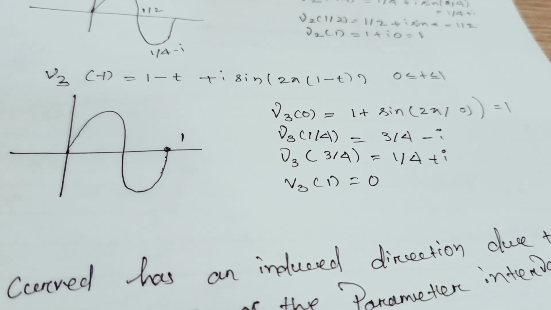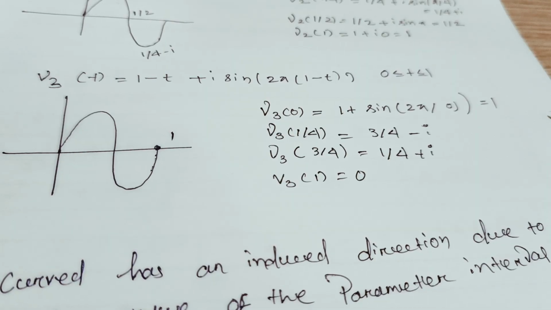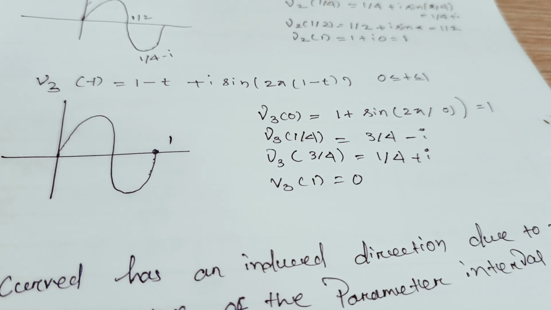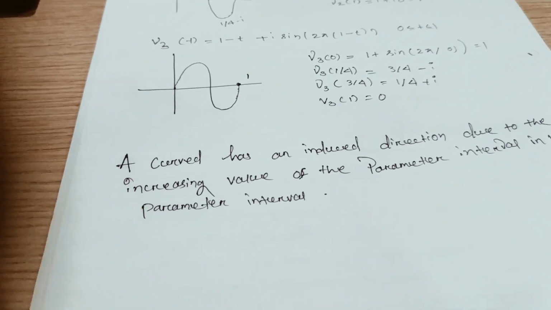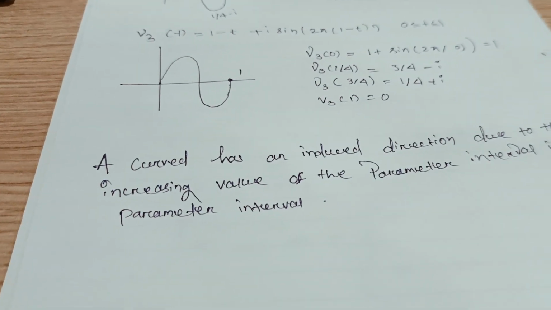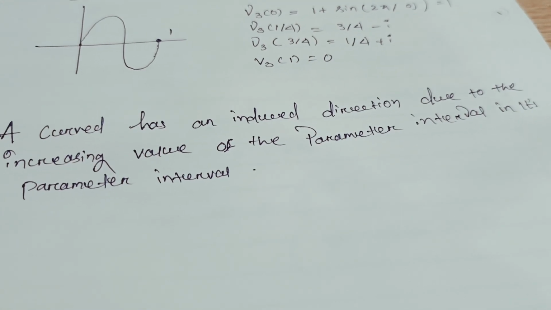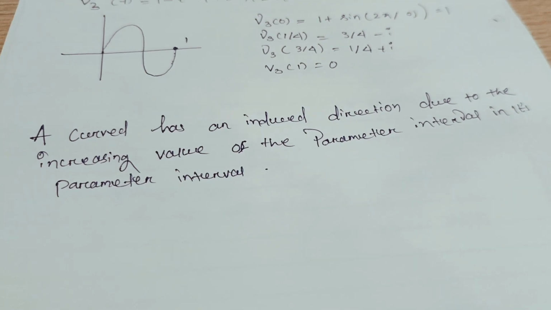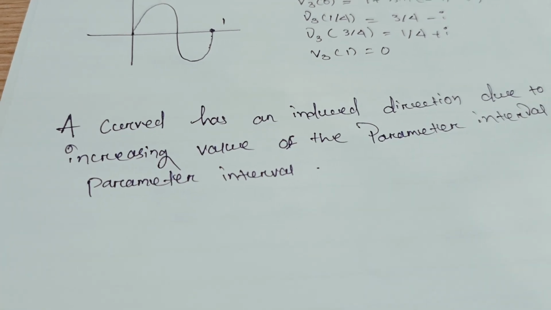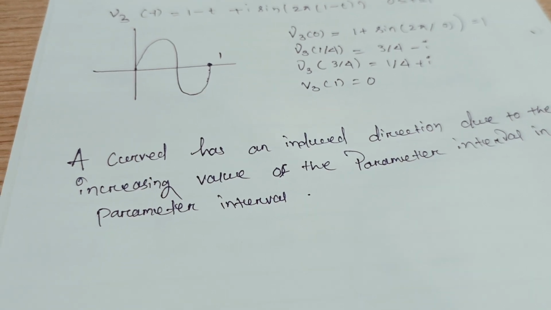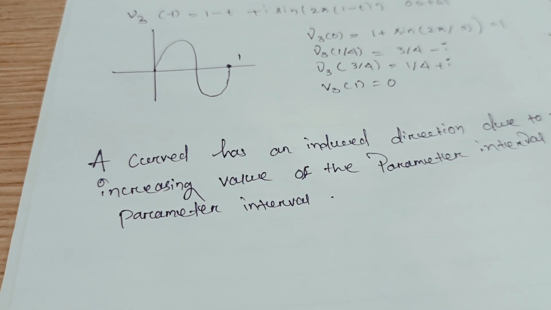So when we try to trace gamma_3 by the definition of a curve with a parameter in 0 to 1, look at the picture when we visualize gamma_3. A curve has an induced direction due to the increasing value of the parameter in its parameter interval. When the parameter increases in that interval, that gives the induced direction of the curve. So graphically, in visualization, the direction refers to the direction of the curve in the complex plane.